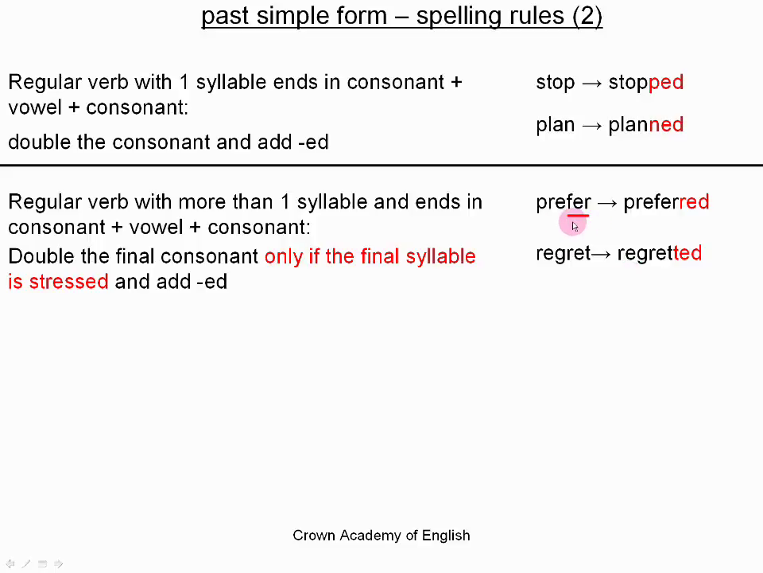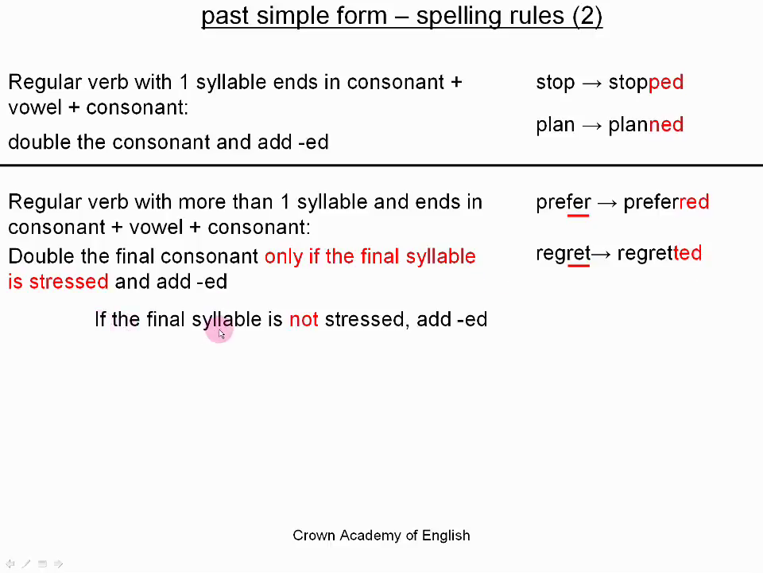And you can see here we stress the final syllable. When we say prefer, we stress the last syllable. So that is why we double the consonant and we add ed. It's the same with regret. With regret, we stress the last syllable, the final syllable. That is why we double the consonant and add ed.